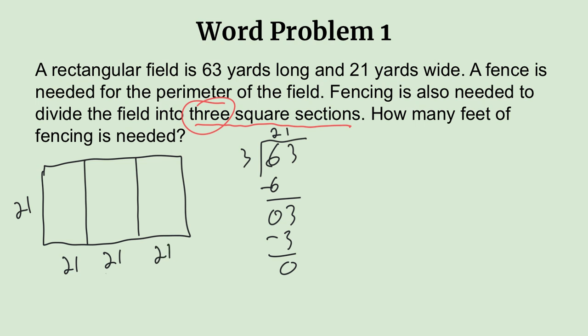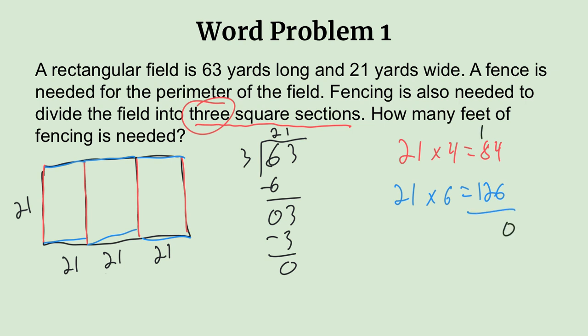So now we have to count all the different parts. We've got 1, 2, 3, 4 lengths of 21. So that would be 21 times 4, which should be 84. And then we've got 1, 2, 3, 4, 5, 6 horizontal lengths of 21. Well, that should say 6, right? We just counted that 6. That'd be 126. Add that all up.